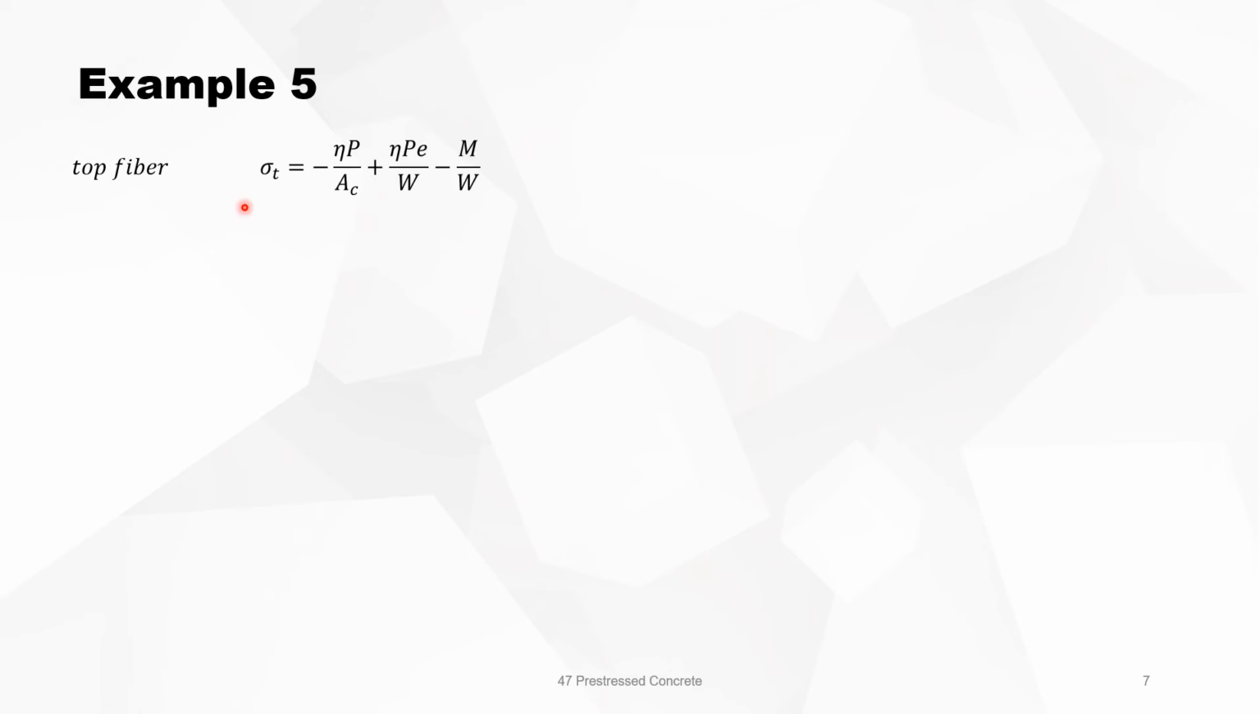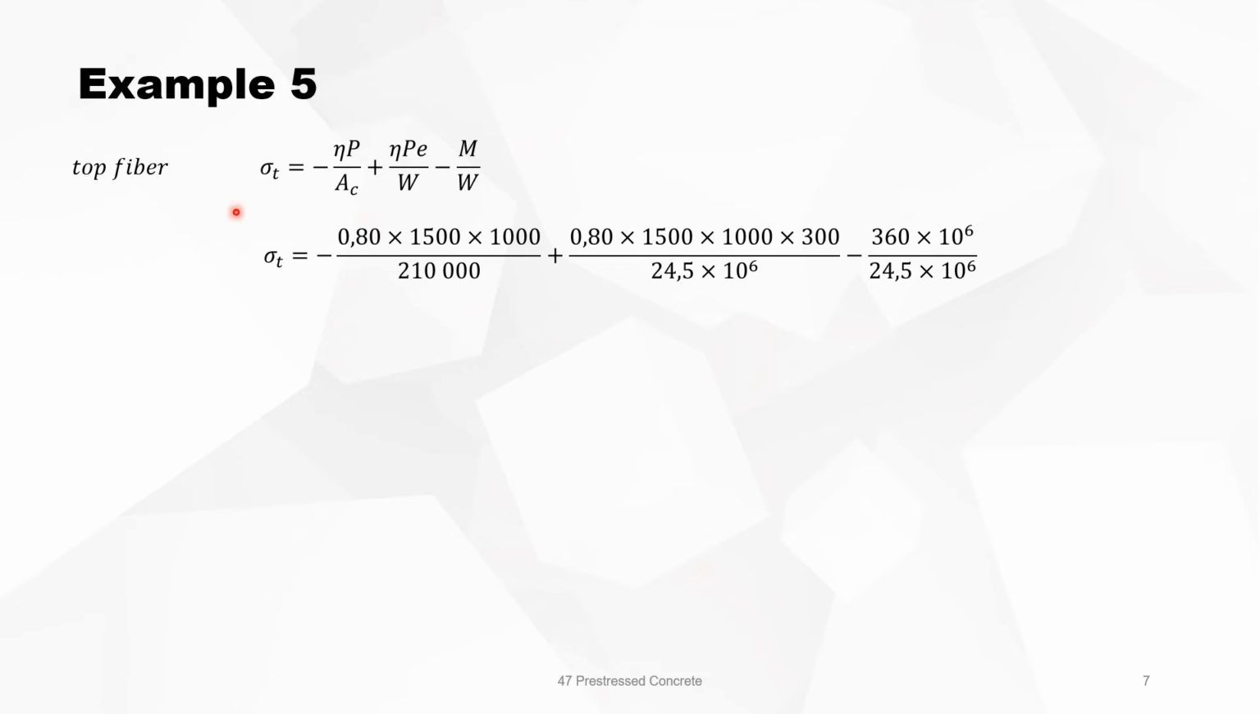This is the stress at the top fiber. If you put in some numbers, we have minus 5.71 megapascal. And you see that the minus 5.71 megapascal is exactly the same as ηP divided by A over C. So those two terms, ηPe over W and M over W, cancel each other out.